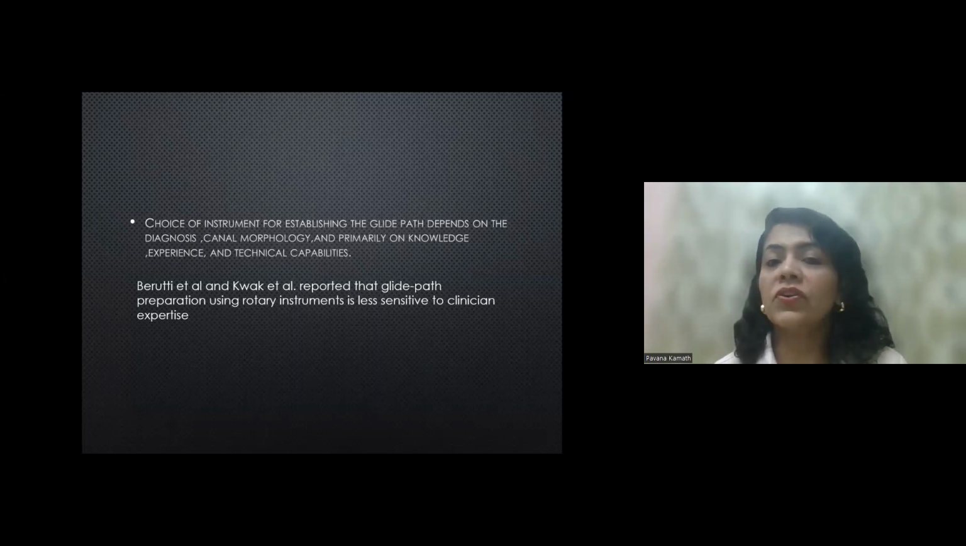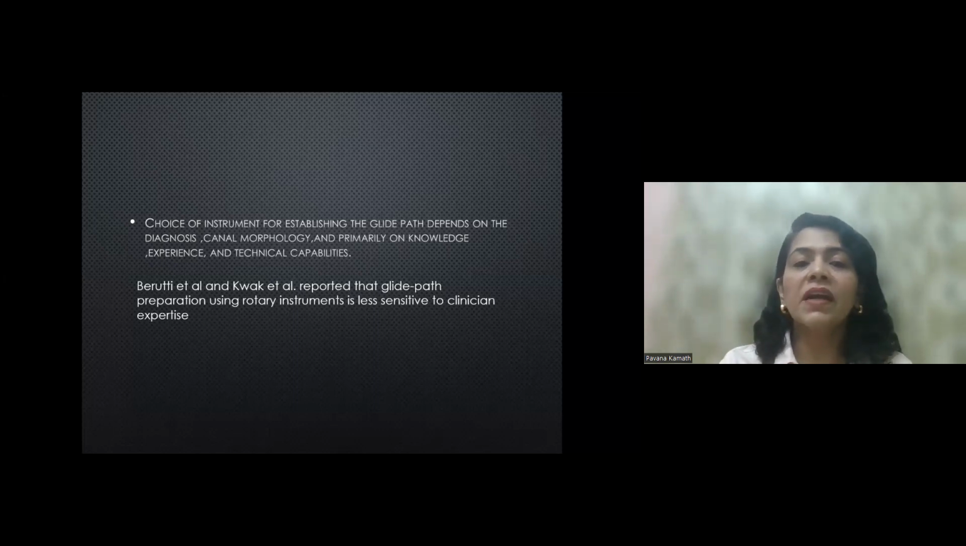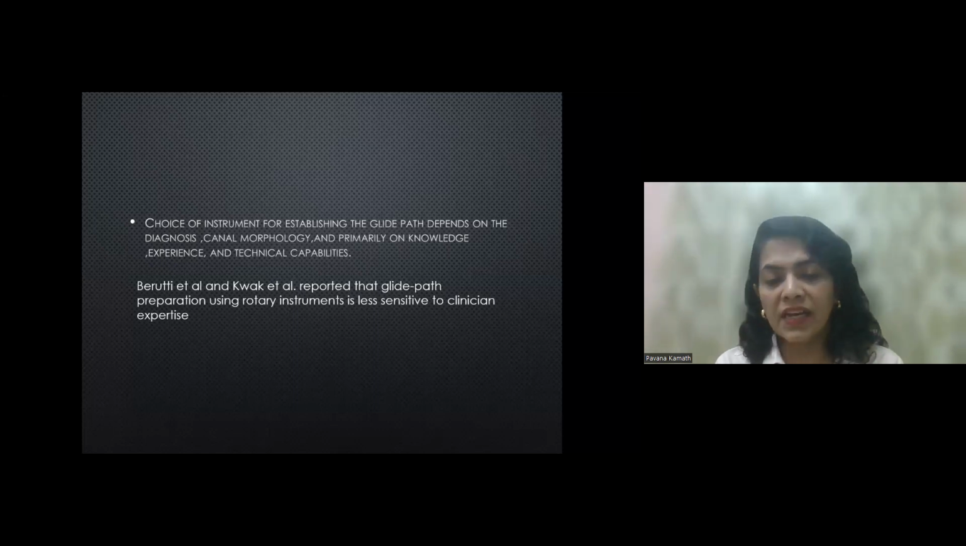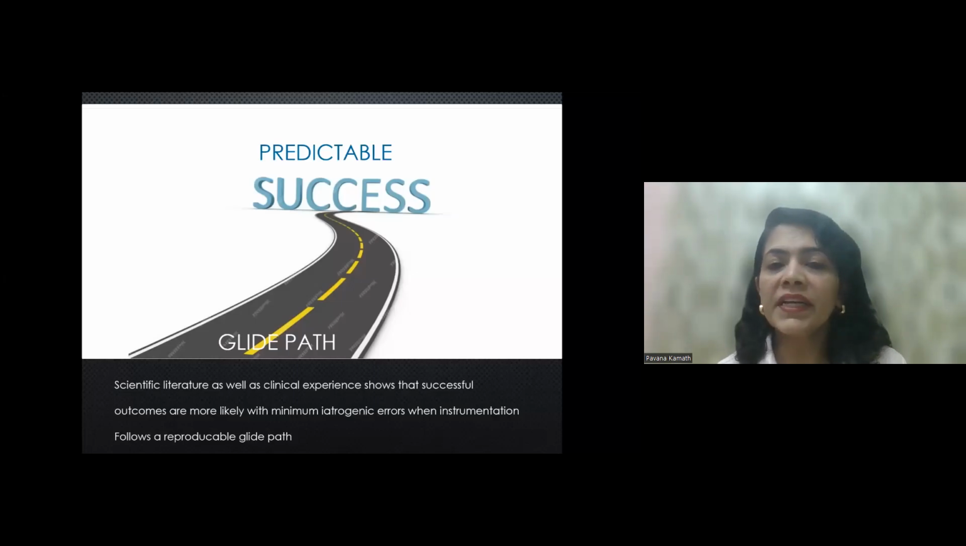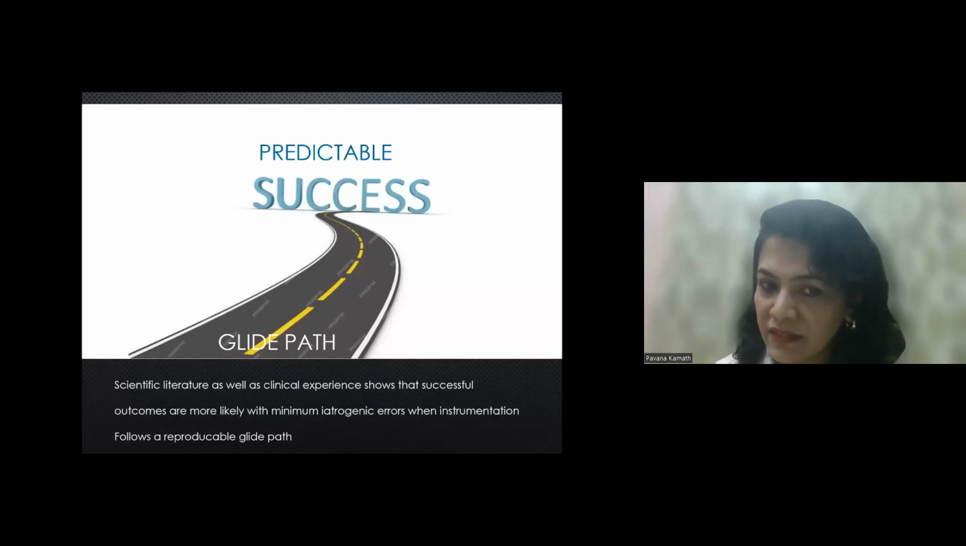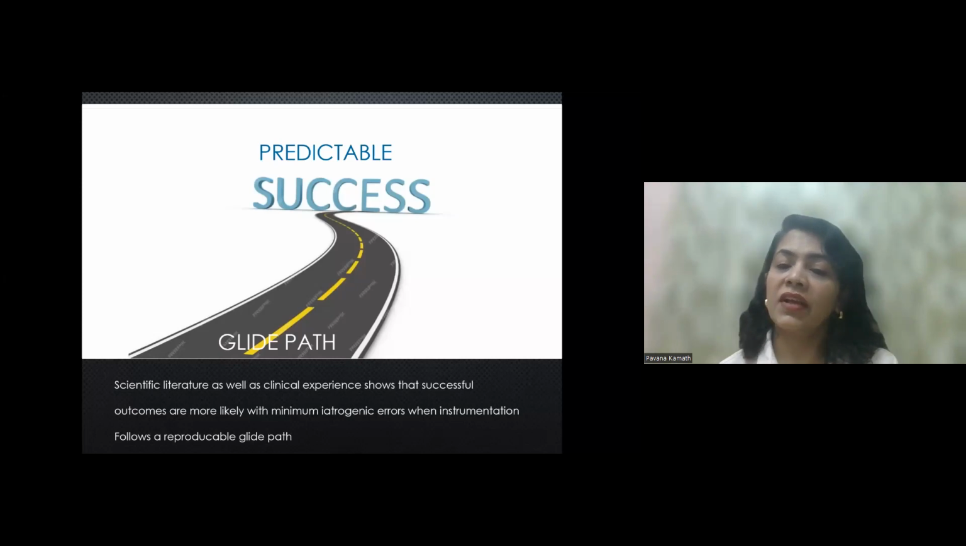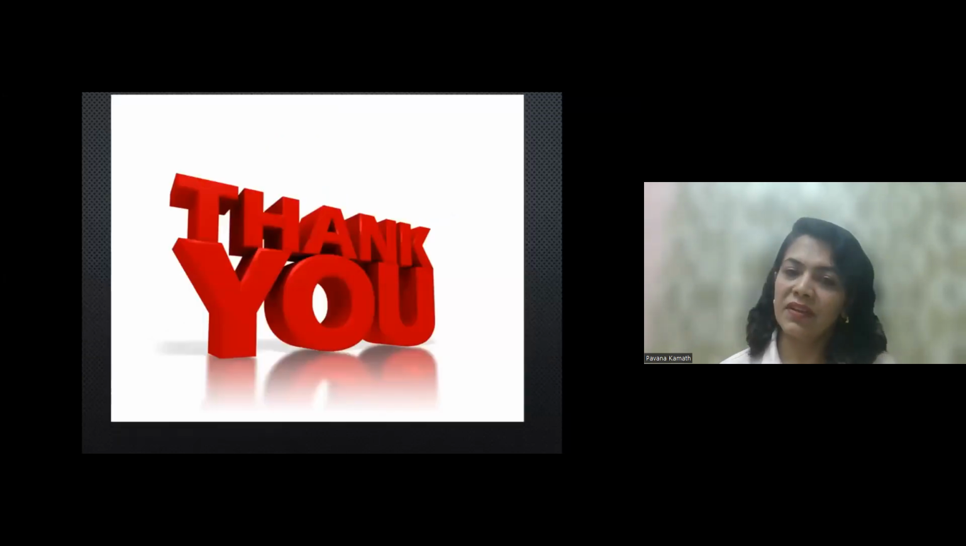Berutti et al. and Kwok et al. reported that glide path preparation using rotary instruments is less sensitive to clinician expertise. So that kind of takes care of many factors, and it becomes faster and also maintains the original anatomy. So achieving predictable success in root canal therapy is possible with a reproducible glide path, and scientific literature as well as clinical experience shows that successful outcomes are more likely with minimal iatrogenic errors when instrumentation follows a reproducible glide path. Thank you everyone for your attention.